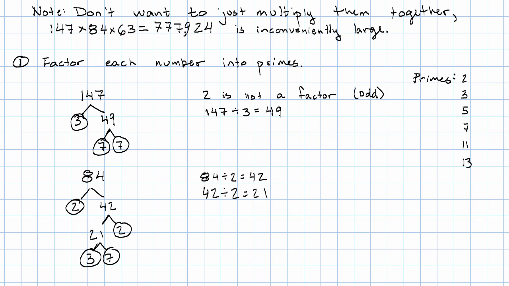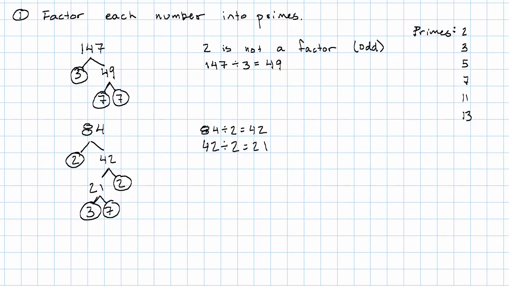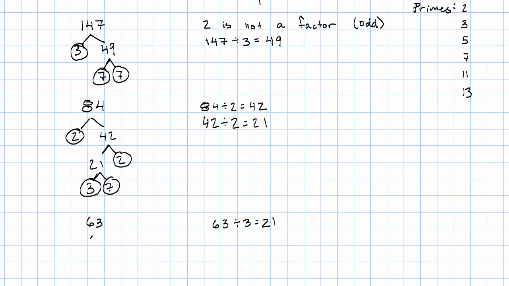Okay, finally, we're going to factor 63. 2 is not a factor, but when we try 3, we get 3 times 21, and then 21 is 3 times 7. Okay, so now we've successfully factored each number into primes.